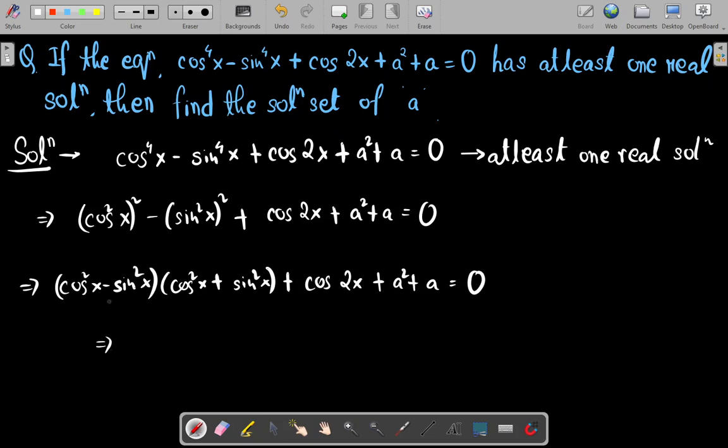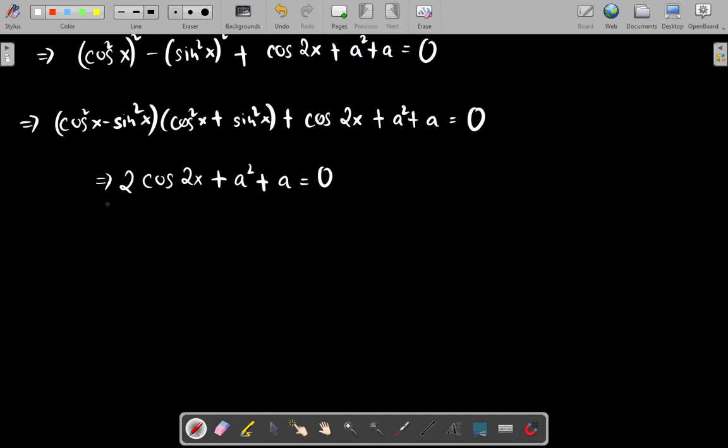Now this first term becomes equal to cos 2x, and this is equal to 1. So cos 2x times 1 is again cos 2x. And we have another cos 2x here. So this becomes 2 cos 2x plus a square plus a equal to 0. So if I keep the a on the left hand side, this becomes a square plus a is equal to minus 2 cos 2x.